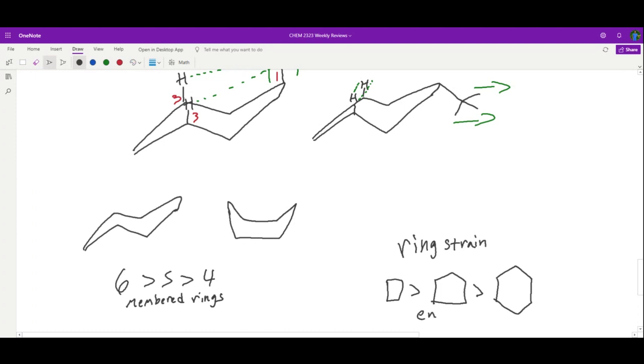So energy increases the smaller your ring gets, okay? So that same logic kind of applies to chairs as well. 6 is going to be the most stable ring.